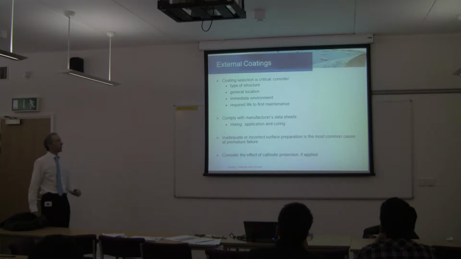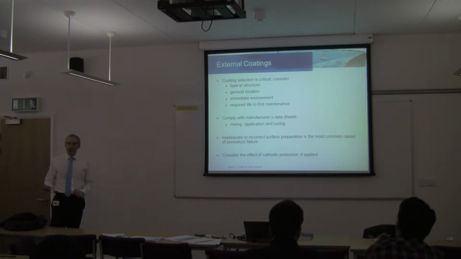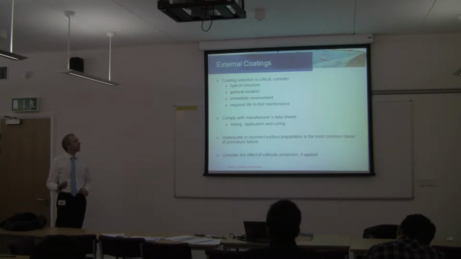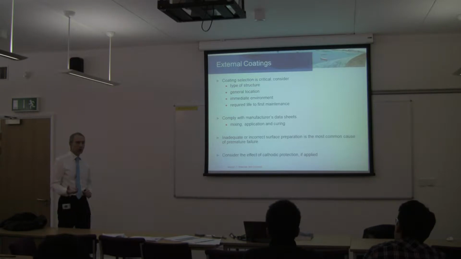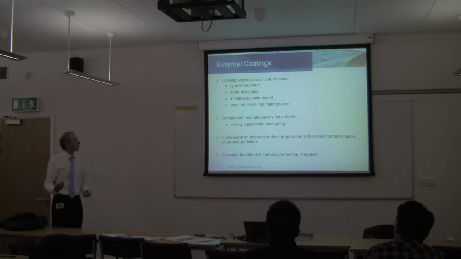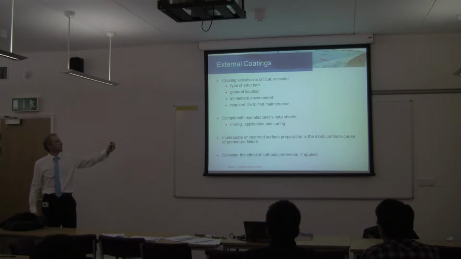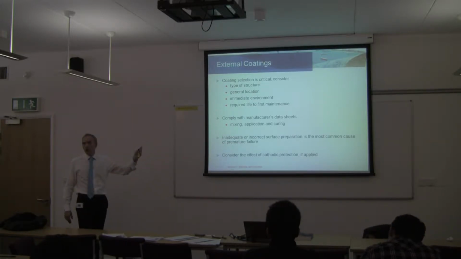So external coatings is the primary defence against external corrosion, cathodic protection being the secondary defence against corrosion. The coating selection is pretty critical. You get different types of coating, which we'll come on to in a little bit. But when selecting your coating, as the slide says, it's important to take into consideration these items. The coating must comply with the manufacturer's data sheets. That's imperative. Mixing, application, curing, all vital.